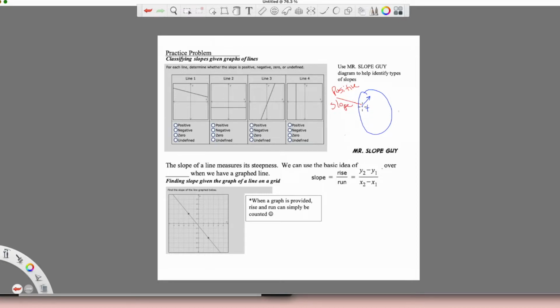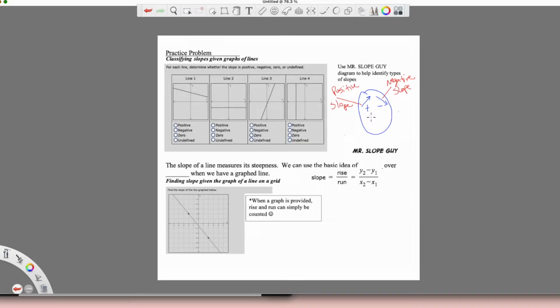Positive slope. So now we're going to give him another eyebrow, but this eyebrow is going down from left to right, so it's a negative. So his eye is a negative underneath there. So this is a negative slope.